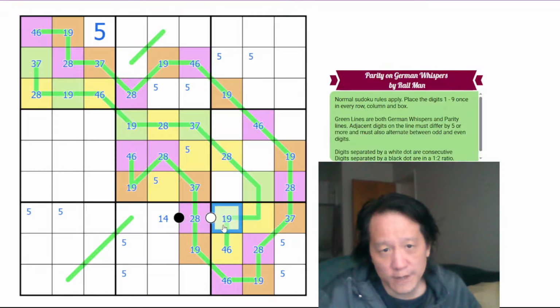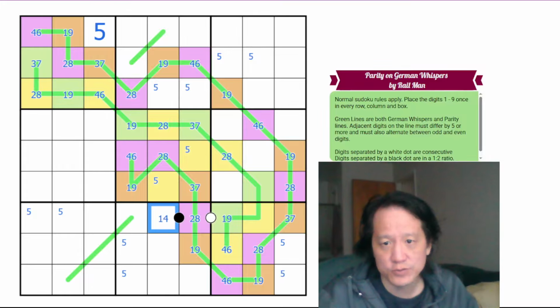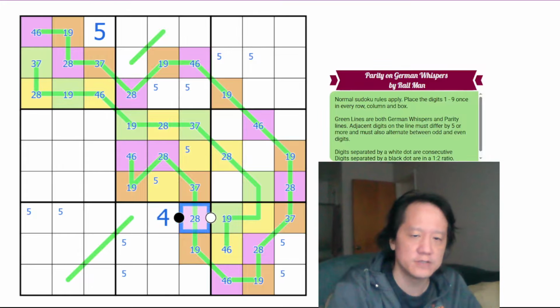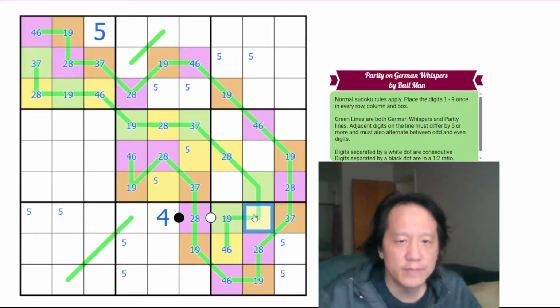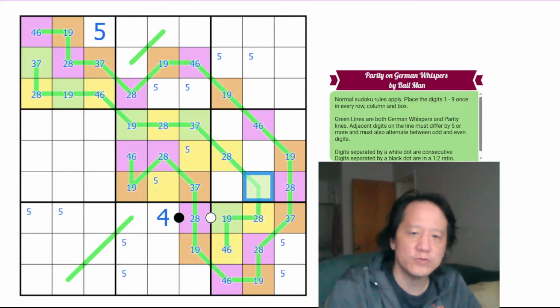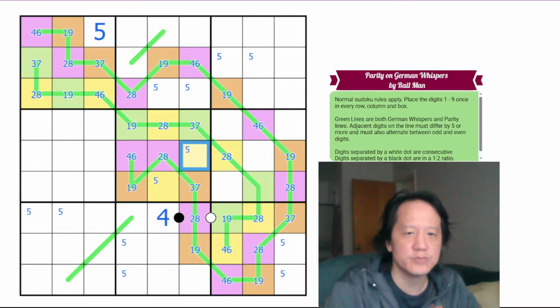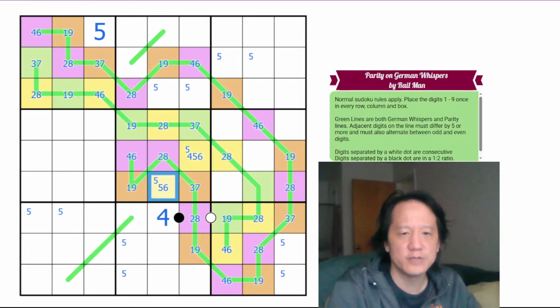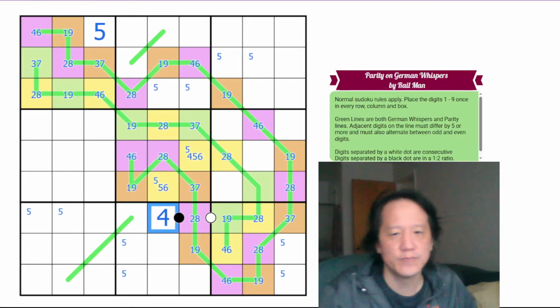So either way, if this is 1 and 2, this has to be 4. If this is 9 and 8, this has to be 4. So this has to be 4 no matter what. This is 2 and 8. We don't know which one this is. This has to be 5 with 4 or 6 here. We're not sure which. This can't be 4 because of 4 in the column.